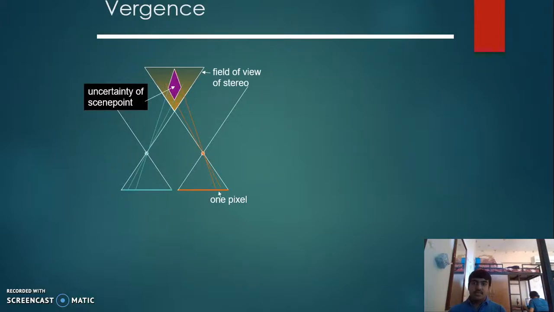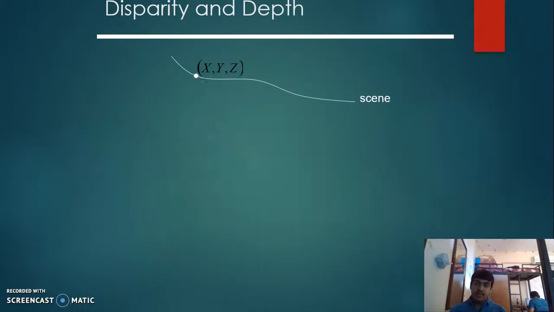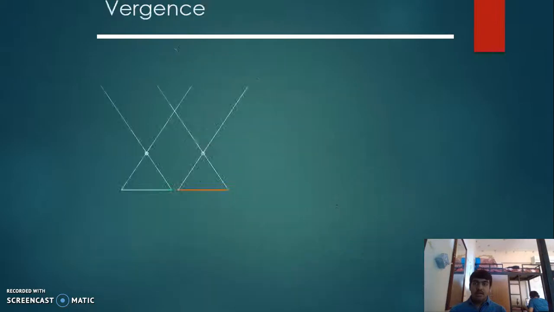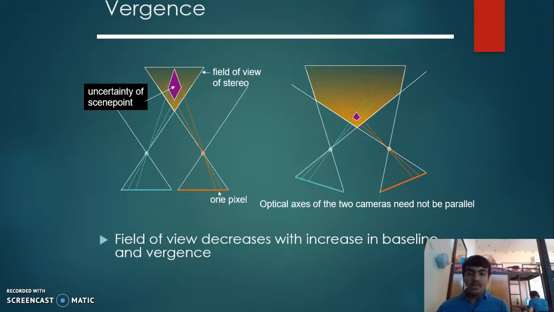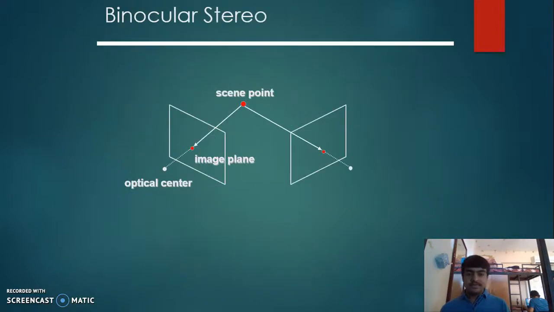This is the divergence. Here the uncertainty of the scene point occurs if this B distance is shorter. Now, as we increase it or keep it at an angle, we clearly see the uncertainty of the scene point greatly decreases. It is preferred. That's why for our eyes it is 63.5 millimeters, so that we can see everything properly. Field of view decreases with increase in baseline, and accuracy increases with baseline.